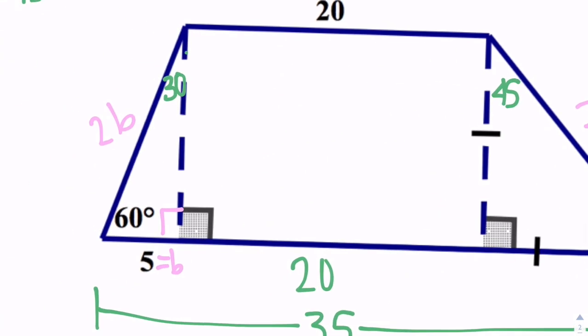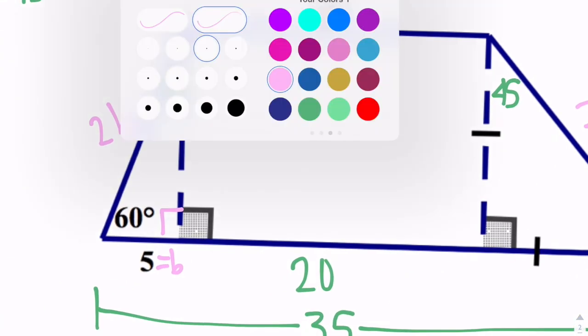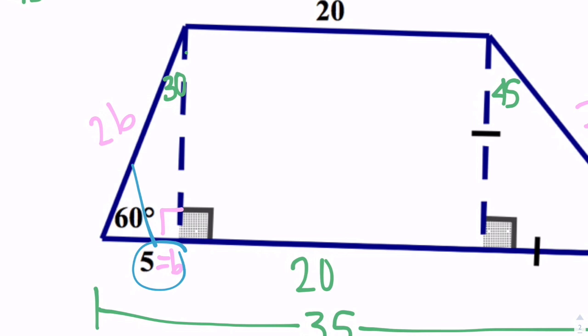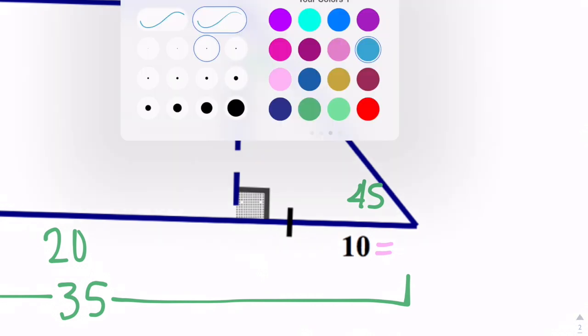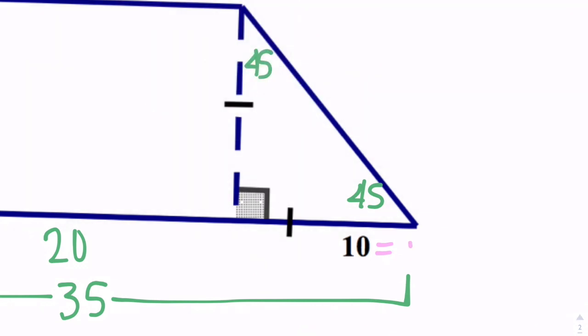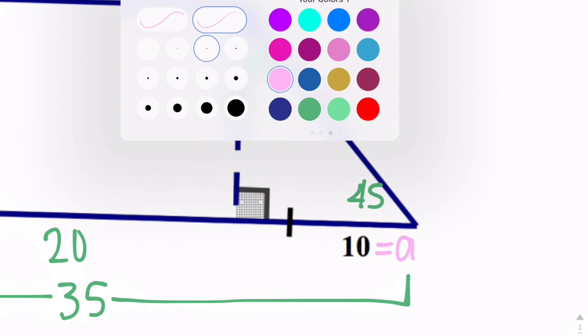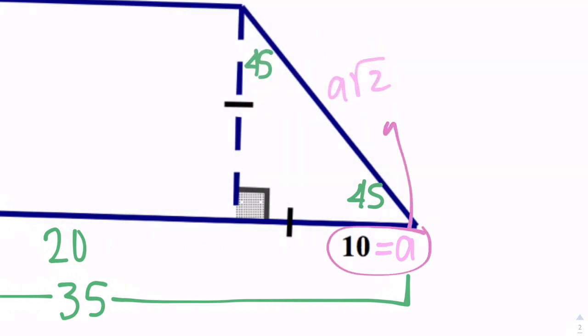So if we have that this is B, that means that this must be 2B, this must be 10. And if we have that, oh, wow, I really messed that one up. This one's A, because it's 45, 45, 90, and this is an A root 2. Good thing I caught that. So that means that this right here needs to be 10 root 2.